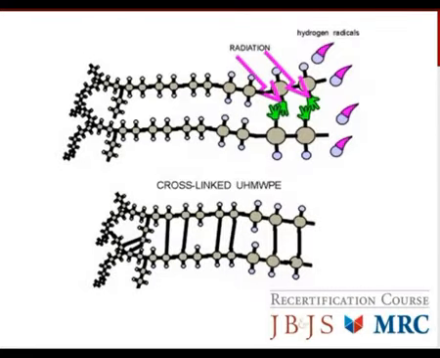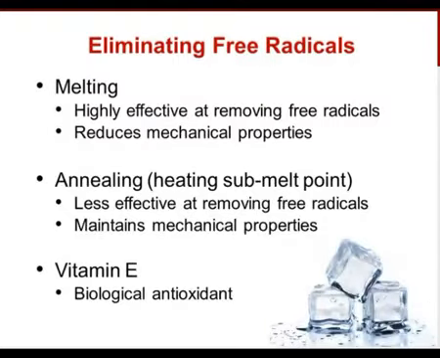This is a cartoon depiction of cross-linking of polyethylene. You can see that as irradiation is applied to the polyethylene chains, hydrogen radicals are formed, which leads to cross-linking of the chains. Now, there are always residual free radicals that remain, and these need to be dealt with to avoid oxidation.